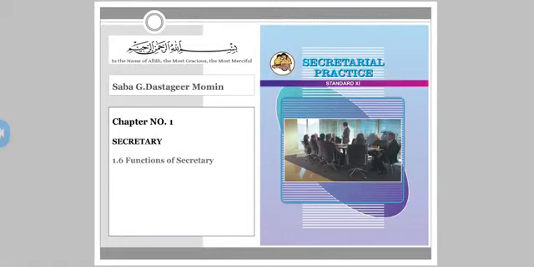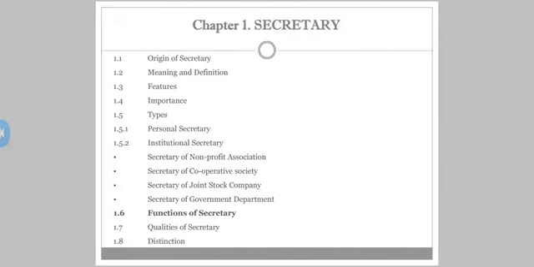My dear students, in today's lecture we are going to see functions of secretary. As of now in chapter number 1, secretary in secretarial practice, we are done with origin of secretary, meaning and definition, its features, its types. Now it's time to see the functions of secretary.